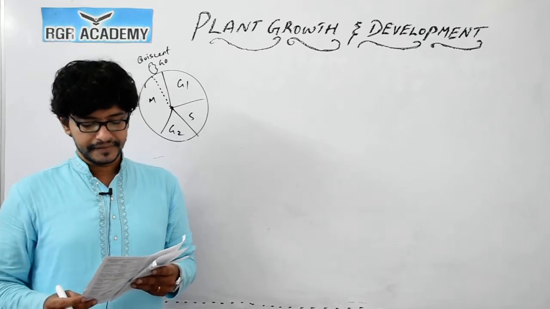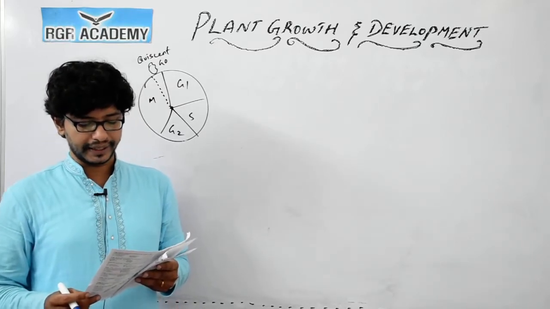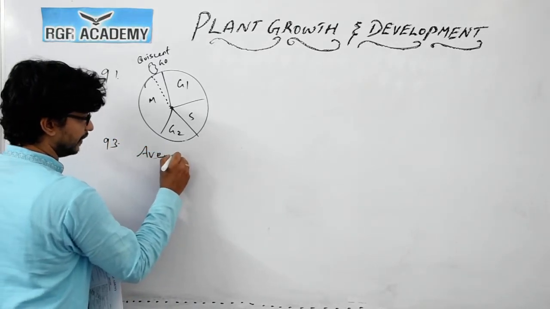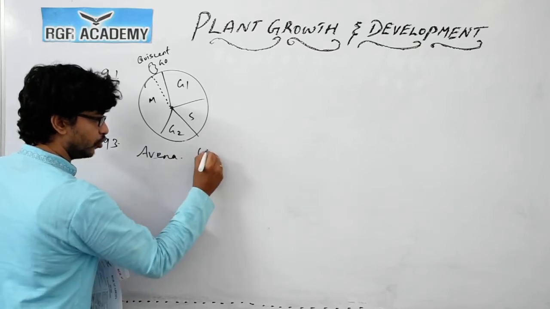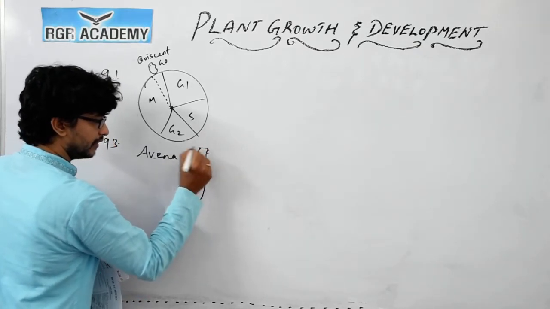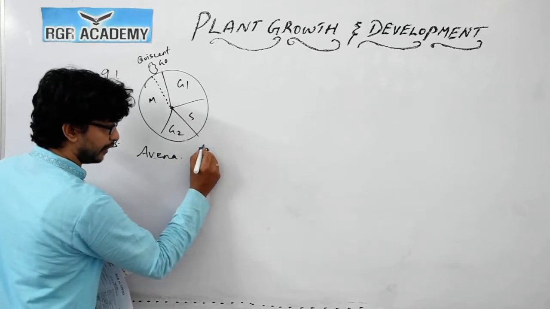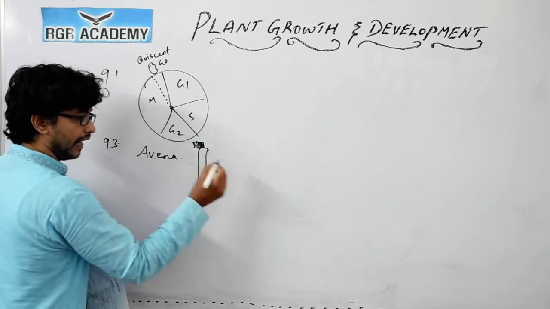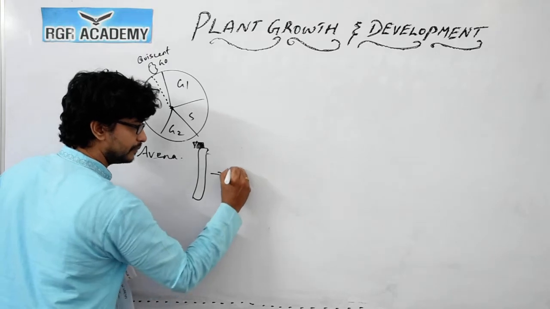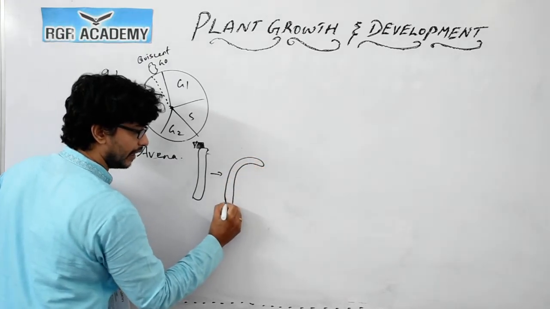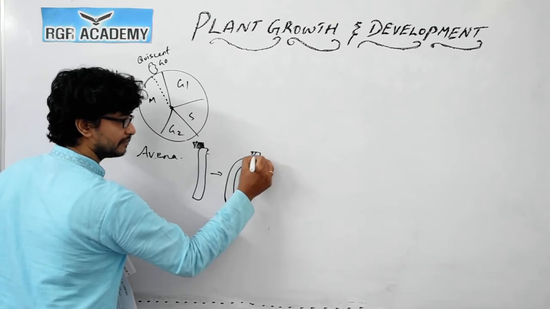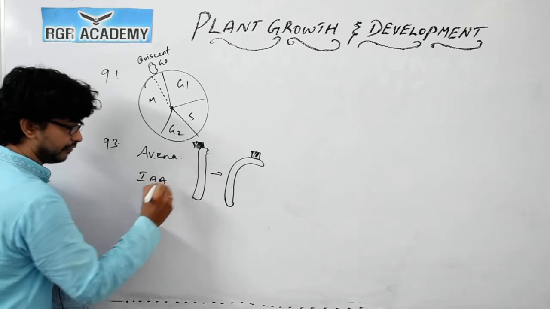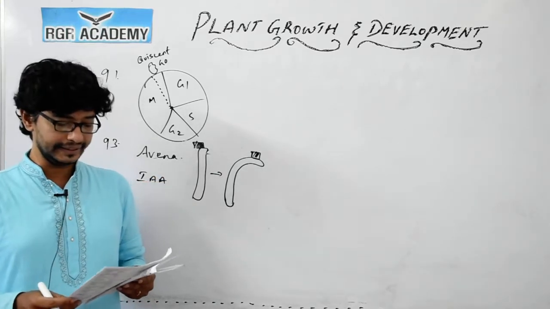Question number 93. The Avena curvature is used for the bioassay of. This we did with the coleoptile test, Avena. This was proposed by a scientist, where he took the coleoptile region and placed agar blocks on the tip of the coleoptile. After periodical observation, he saw that the coleoptile started bending away from the side where the agar block had been placed. This bioassay was performed to confirm the function of IAA, that is indole acetic acid.